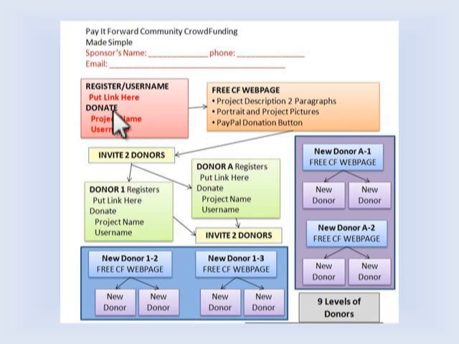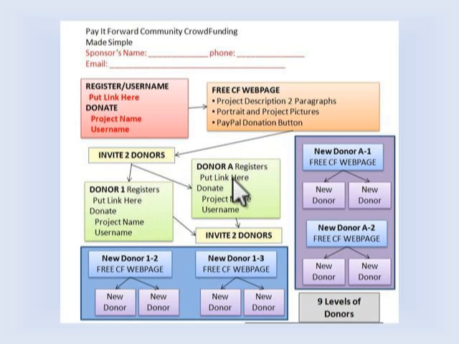When they donate to you, they're going to register, put in their own username, donate, and then they're going to get a free website. And when they get their website to do their own crowdfunding, this is what's required. You can tell them: project description of 2 paragraphs, pictures, and PayPal donation button. And we have all the training they need to do this. We can help them do this. After this is done, they're going to invite 2 donors. Then the donors will register, put in their project names, and go through this whole process.